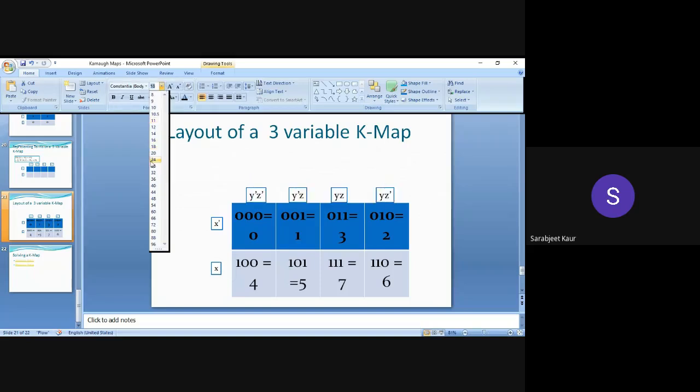Are you able to read these variables? Yes, ma'am. Okay, good.